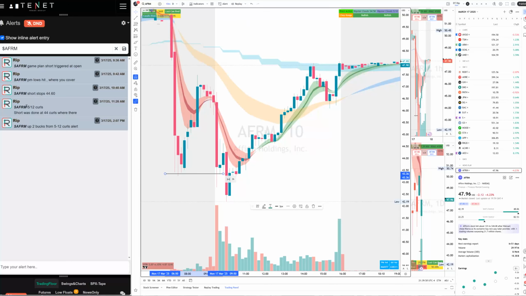So that's when I said 512 calls, the short is done. 44 calls, the short is done, right? So the short is done here, and then you play the curl. You add here, your stops are under this candle. You add at 44.50, 44.60, and you hold it into the MTF clouds. AFRM gave you $2 short, $2 up, a beautiful trade, right?